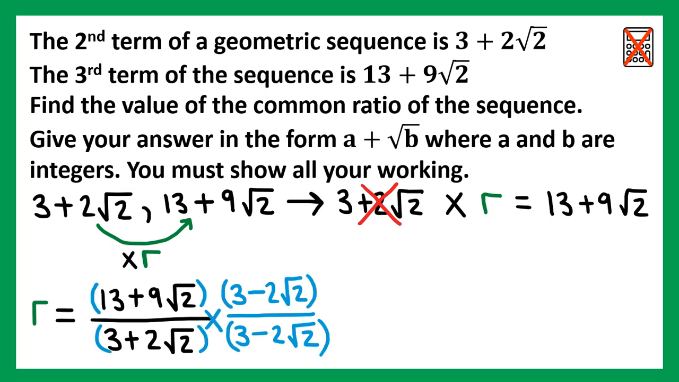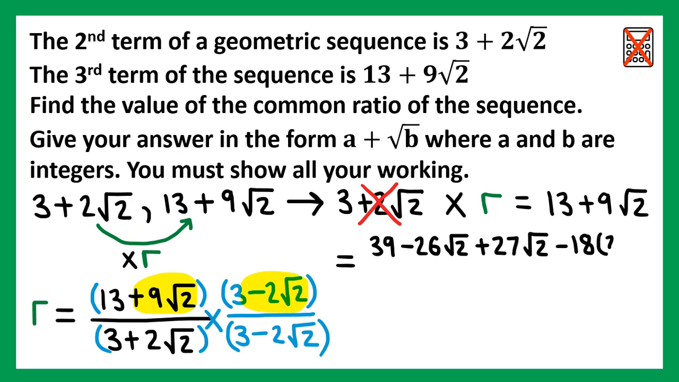This will involve the use of double brackets since I'm multiplying an expression with two terms by another expression with two terms. 13 multiplied by 3 is 39. 13 multiplied by negative 2 root 2 is negative 26 root 2. 9 root 2 multiplied by 3, 27 root 2. And 9 root 2 multiplied by negative 2 root 2 is negative 18 lots of 2.